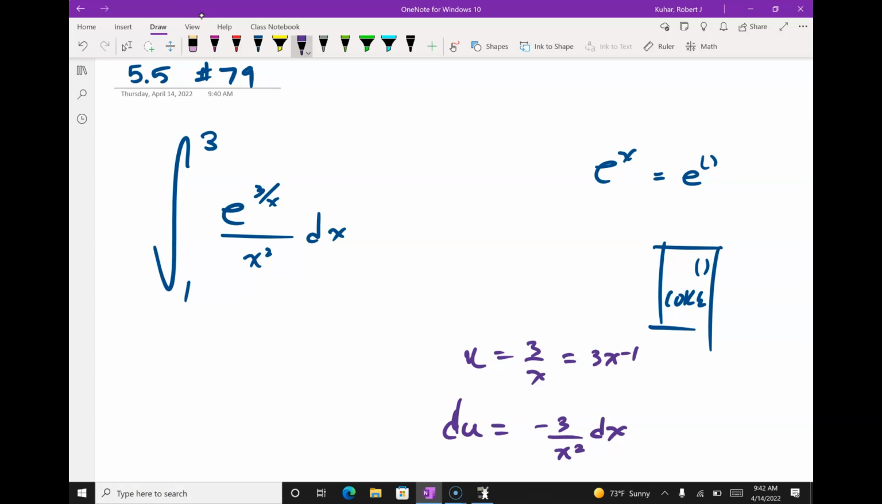Look at what I got, though. I have a 1 over x squared dx. That's almost a du, right? I have almost what I need, but I'm missing a negative 3. So what do I want to do? I want to multiply by -3 and then cancel it with what? Yes, -1/3, right? Double negative is positive. 3 divided by 3 is 1. I'm multiplying by 1.